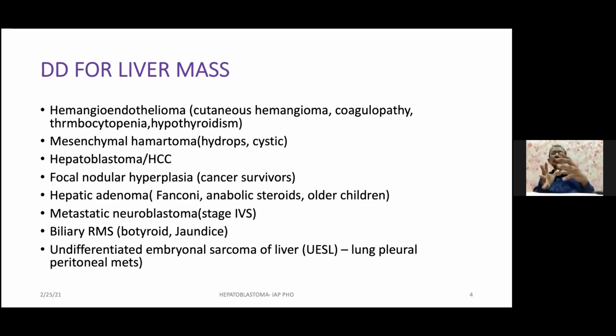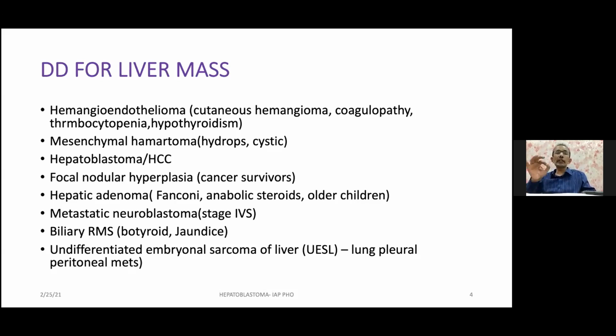Hepatic adenoma is something which links hematology and oncology. If you look at Fanconi's and you treat them with anabolic steroids, they come to the oncology department with a liver mass, hepatic adenoma. And one more interesting thing is, if there is a newborn baby with liver lesions, think of stage 4S neuroblastoma also.